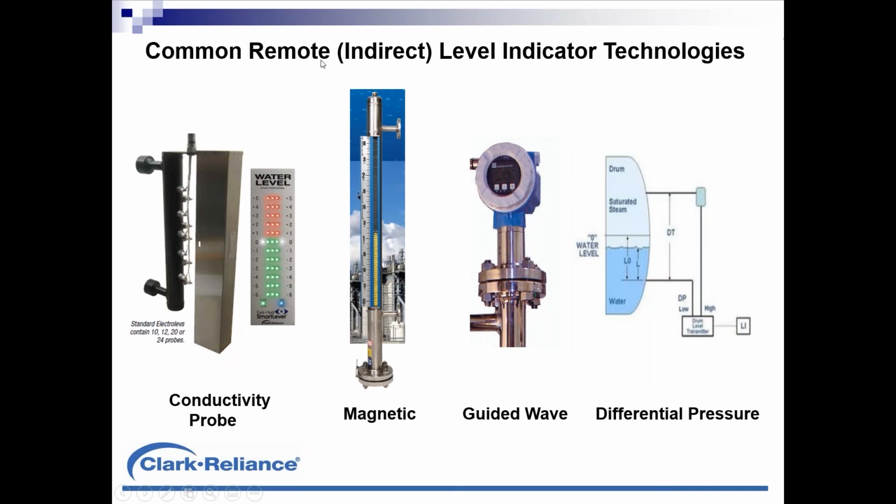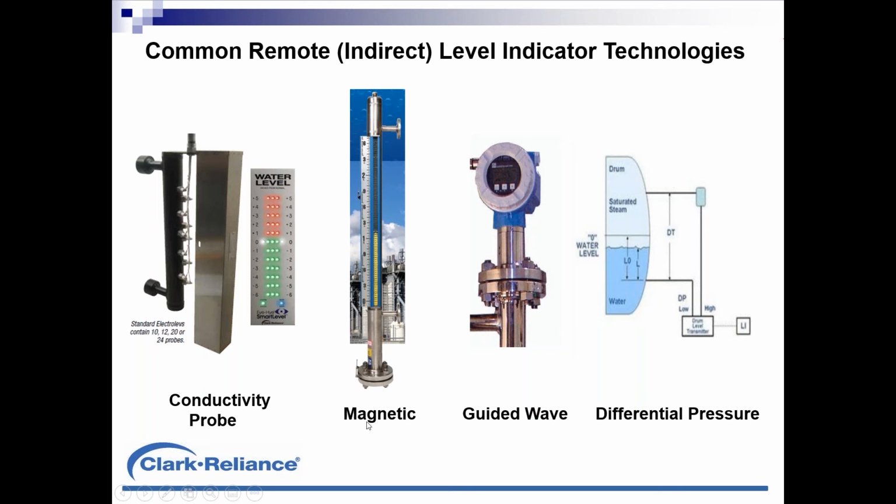When it comes to remote or indirect level indicating technologies, first, there's conductivity probes. They've been used for many years. They were introduced to the market in about 1959. And these probes are sensors. As they make contact with water, a control unit responds by activating lights to indicate to the operator where the water level is.